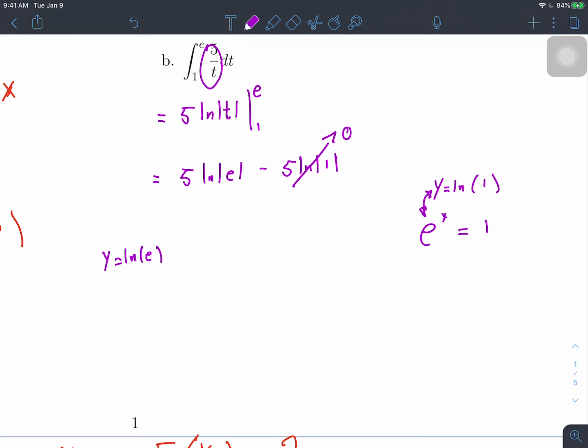If we have y equals ln of e, then e to the y equals e. What should y be? Yeah, it should be 1. e to the y equals e to the 1 means y equals 1. So this is just 1. So the whole thing's just equal to 5.